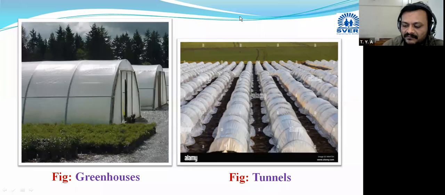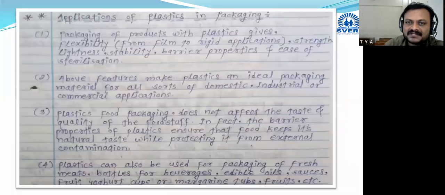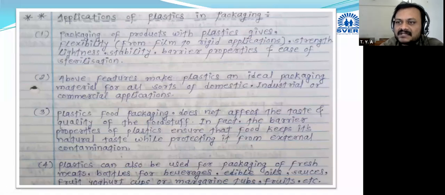Okay. Now we will move towards the next sector, that is applications of the plastic materials in the packaging. Now, before discussing the actual applications, first we will try to understand what are the features or characteristics provided by the plastic material. Means due to those properties, plastic material is very suitable for the use of packaging. And those properties I have highlighted in the first point itself.